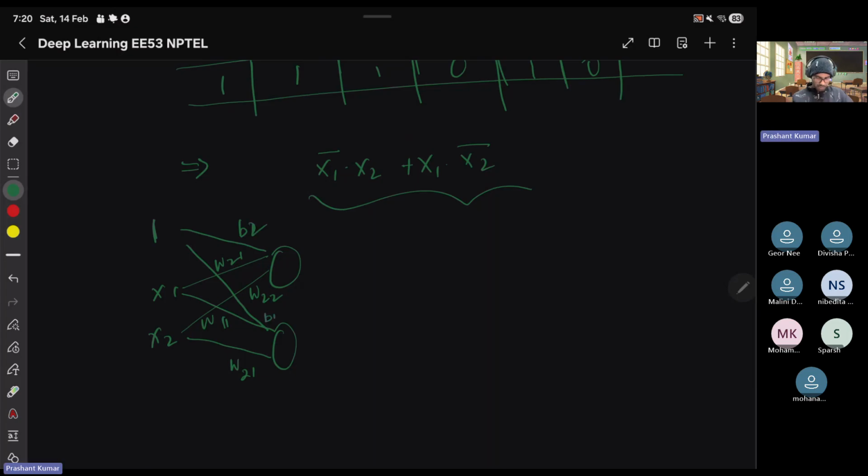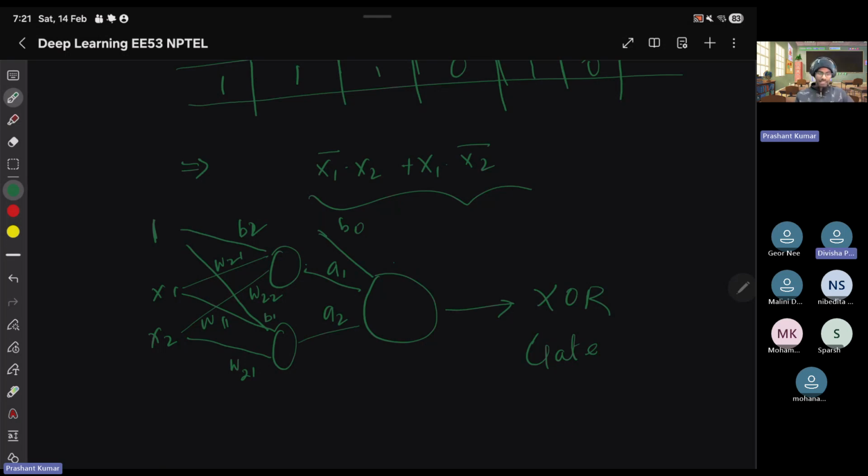And whatever output you have got, you are giving this output to another neuron, another perceptron, with some bias, and that is producing the XOR gate. Let's call it A1, A2, and this is the B node, something like that.